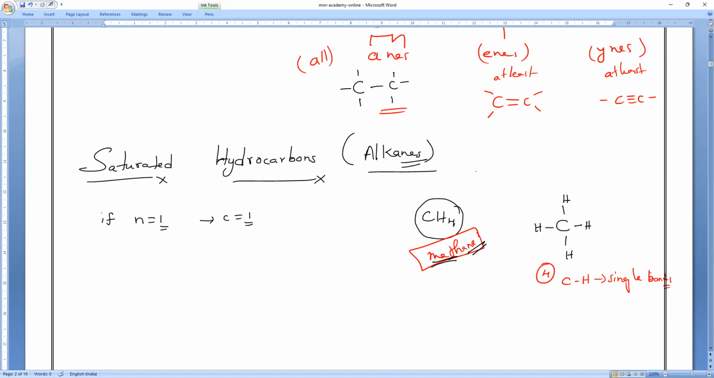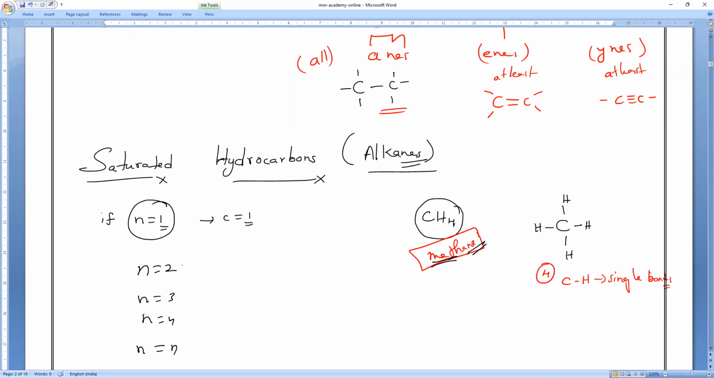So now remember, what is the first, simplest saturated hydrocarbon, everybody? Methane. Okay. Now when n equals 1, the number of carbons is 1. Like n equals 2, n equals 3, n equals 4, n equals n.